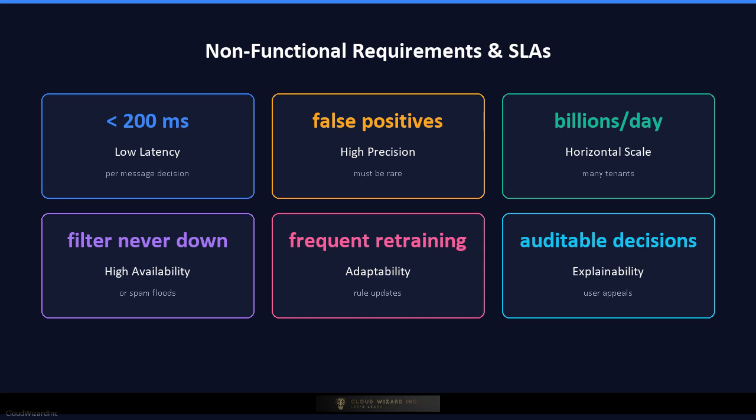It must be available and fault-tolerant, because a spam filter outage can quickly flood users with unwanted content. It must be adaptive, retraining models and updating rules frequently as spammers evolve. It must be secure, since the filter itself is a target for evasion and abuse. And finally, it must be explainable, so operators can understand why a message was flagged and users can appeal decisions.